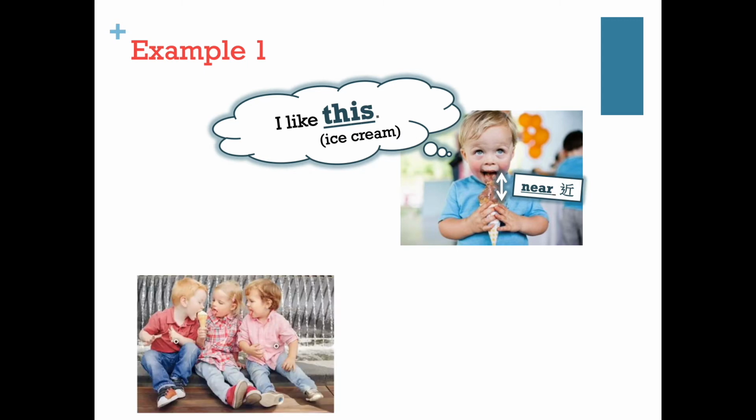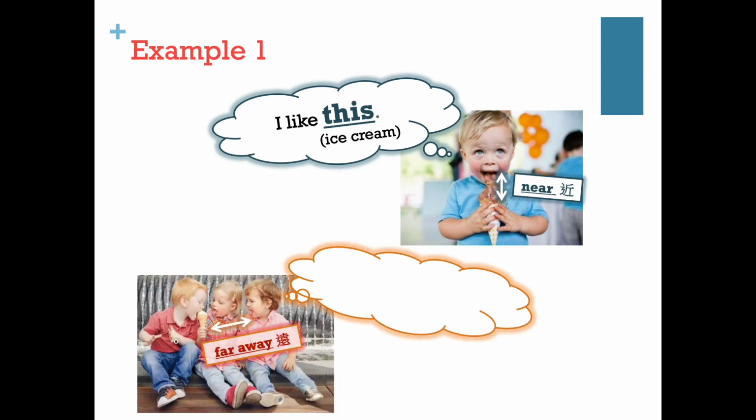Example sentence. Look at this baby. He is near the ice cream, so he says, I like this. I like this ice cream. How about this baby on your right? He is far away from the ice cream, so he says, I like that. I like that ice cream.